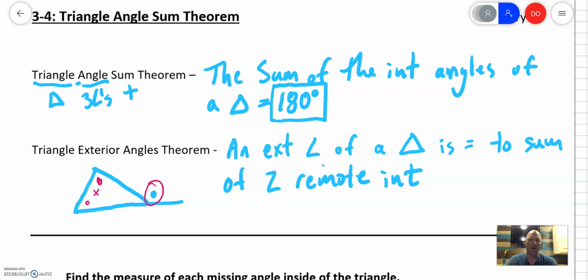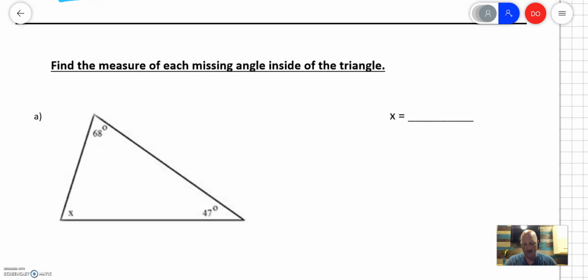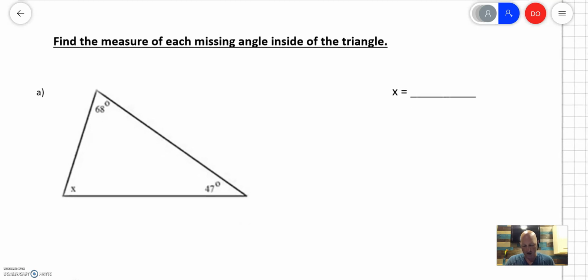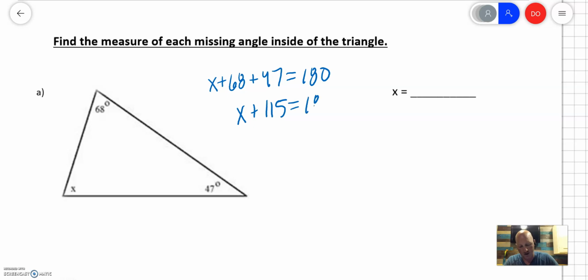Okay, so we're going to use those two facts to start to find some values inside of triangles. So I have a very basic question for you to start. Just utilizing the triangle angle sum theorem, the sum of the three angles should equal 180 degrees. Now, do you have to write an equation for something this basic? No, you could take 180 and just subtract 68, subtract 47, and that would calculate your value for x. I'm just going to solve it like an equation. Good practice for our algebra skills here.